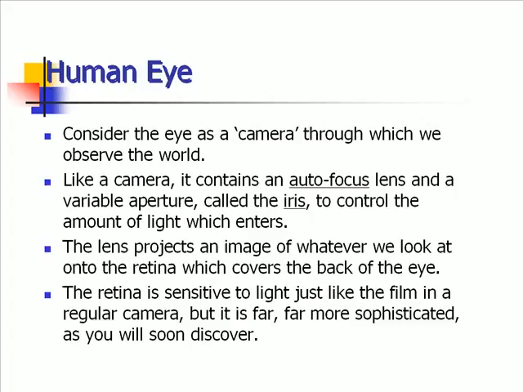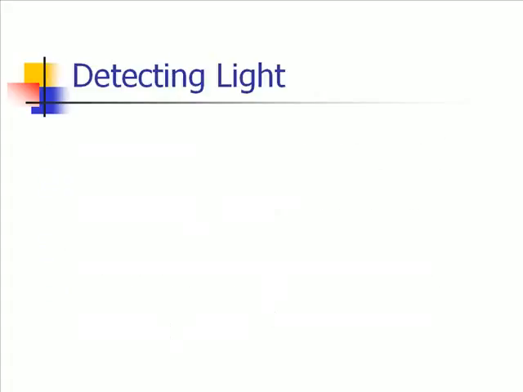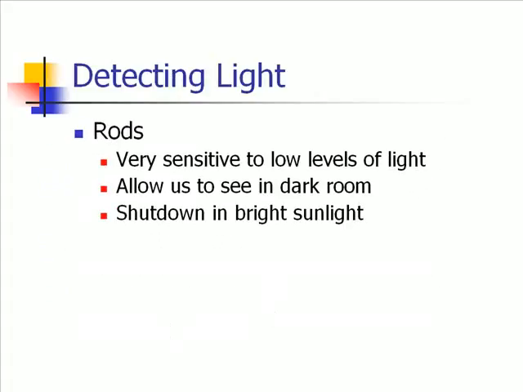The lens projects an image of whatever we look at onto the retina, which covers the back of our eye. And the retina is sensitive to light just like film in a regular camera. It's far more sophisticated, as you will soon discover. The first type of detector are rods, and they're called that because of their shape. They're very sensitive to low levels of light, allow us to see in a dark room, and they'll shut down in bright sunlight. That's why when we walk into a dark room after being in the sunlight, not many of our detectors were working, so it has to reestablish itself so we can see.